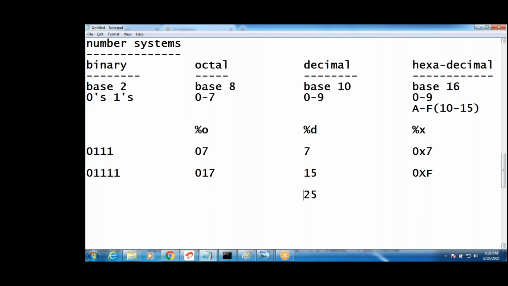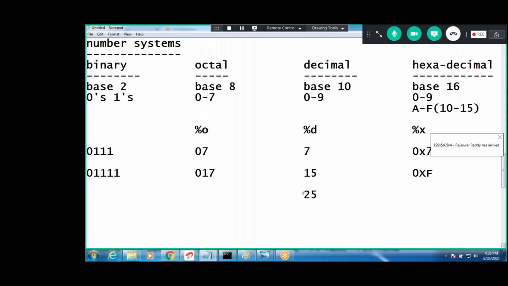Same like 25. How to write 25 in octal format and hexadecimal? We'll get 16 plus 8 plus 1, 25. What is 16 plus 8, guys? 24, and 1. How do we write the 25 binary value? We divide by 2. How many times? 12 times, remainder is 1.